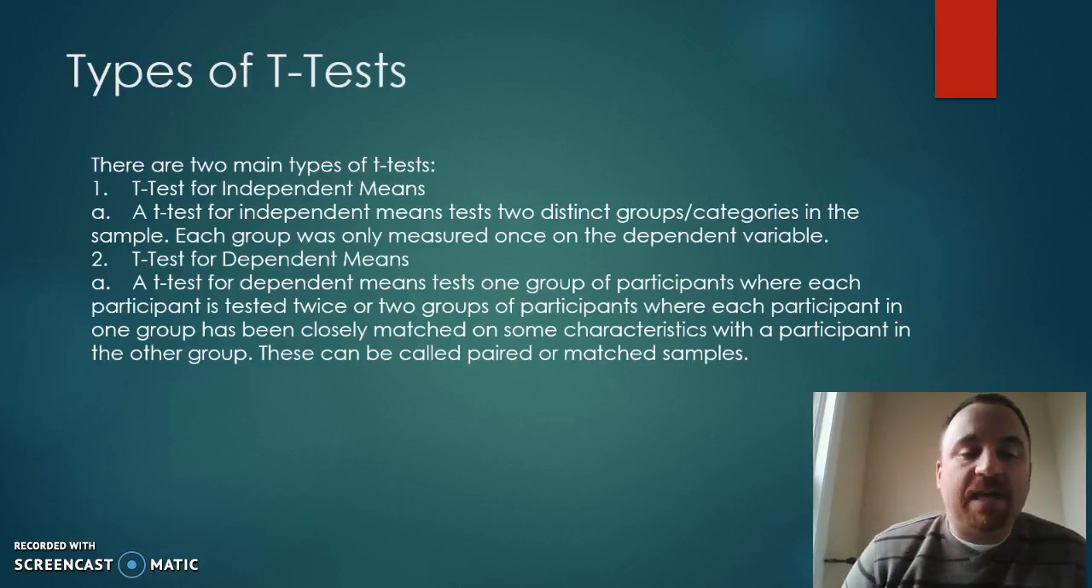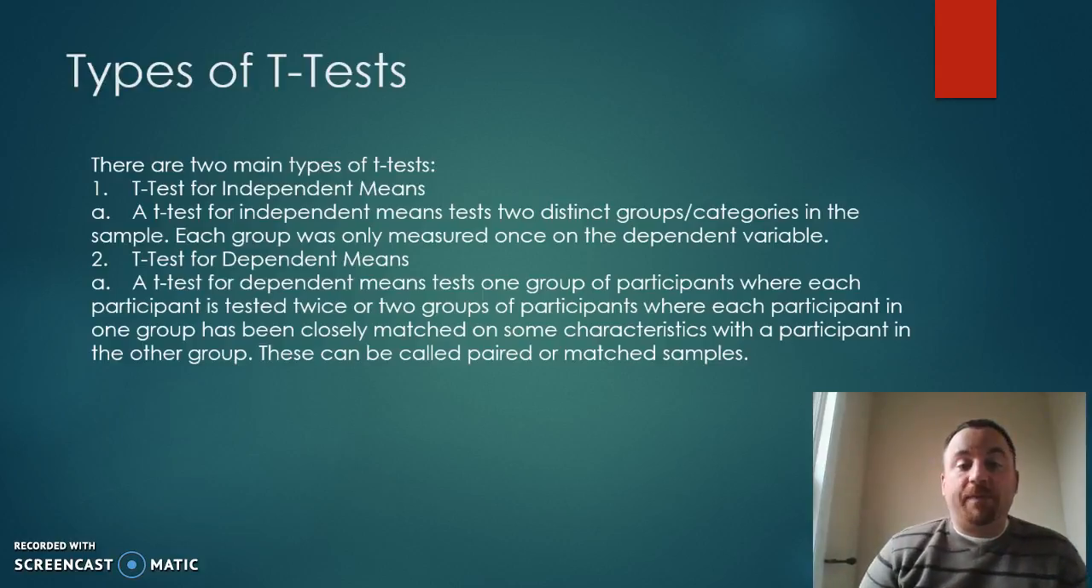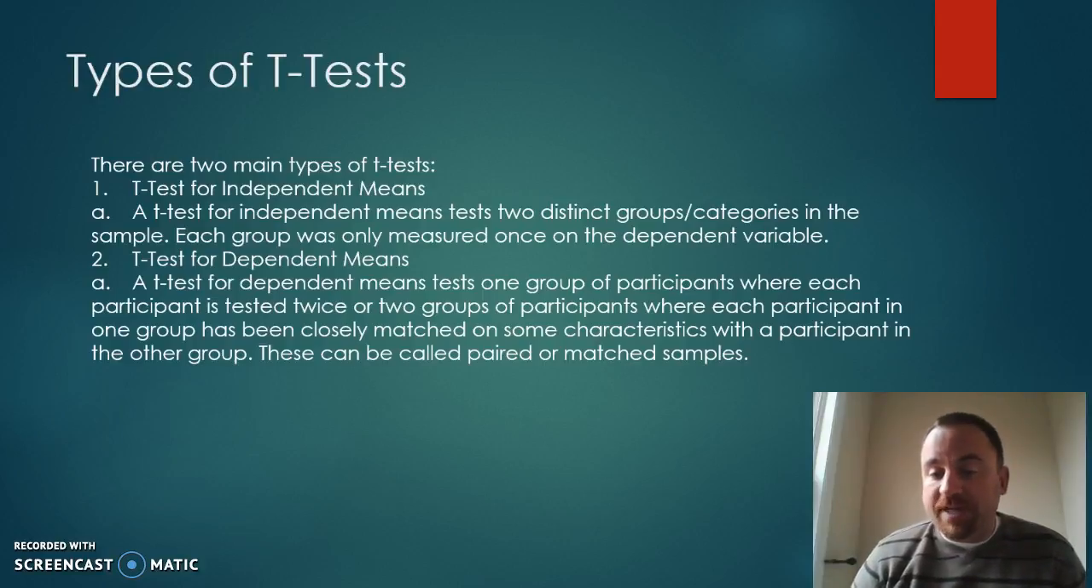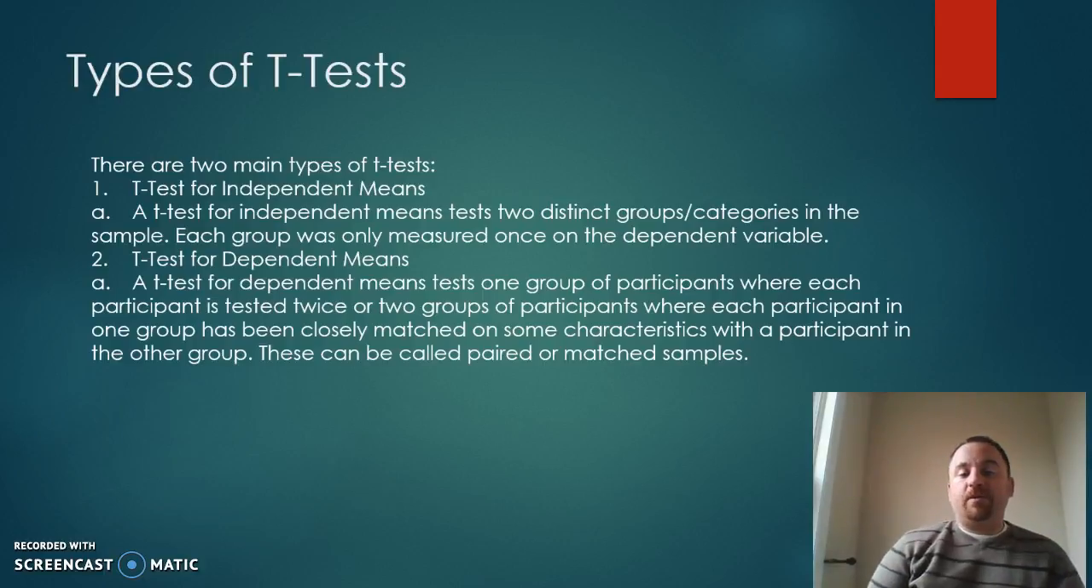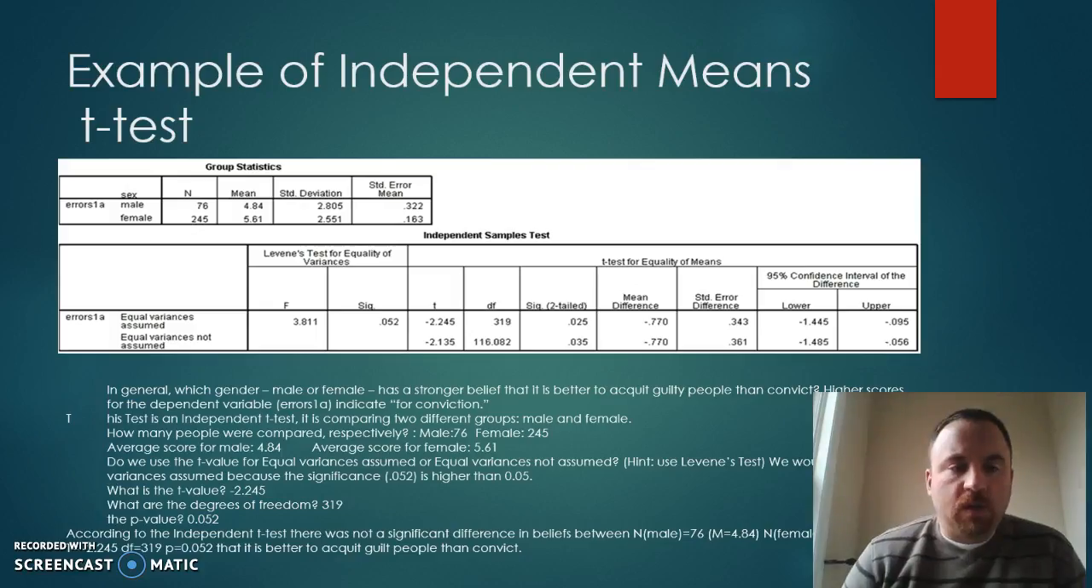There are two main types of t-tests: a t-test for independent means and a t-test for dependent means. A t-test for independent means tests two distinct groups or categories in the sample. Each group was only measured once on the dependent variable. A t-test for dependent means tests one group of participants where each participant is tested twice, or two groups of participants where each participant in one group has been closely matched on some characteristics with a participant in another group. These can be called paired or matched samples.